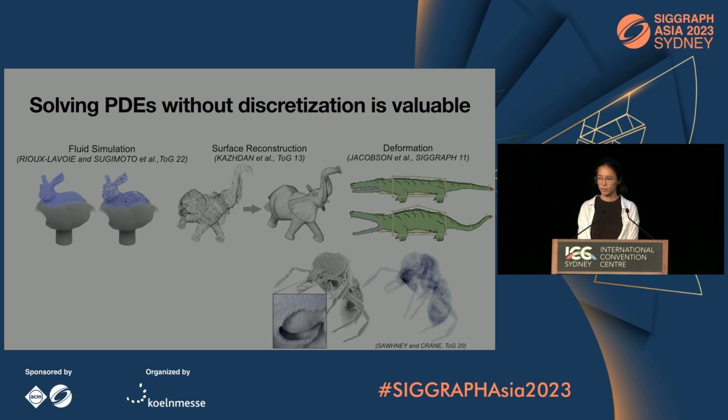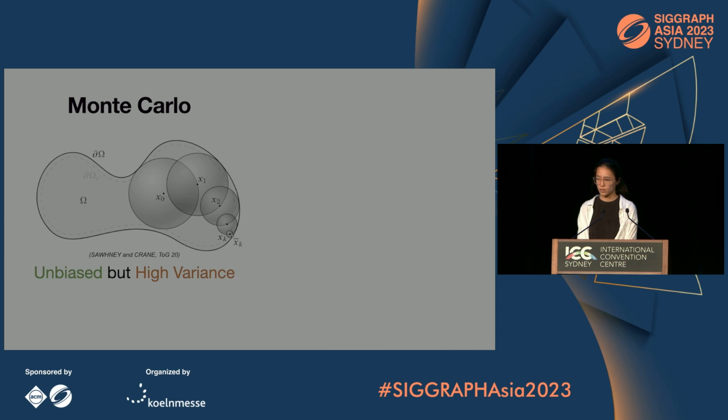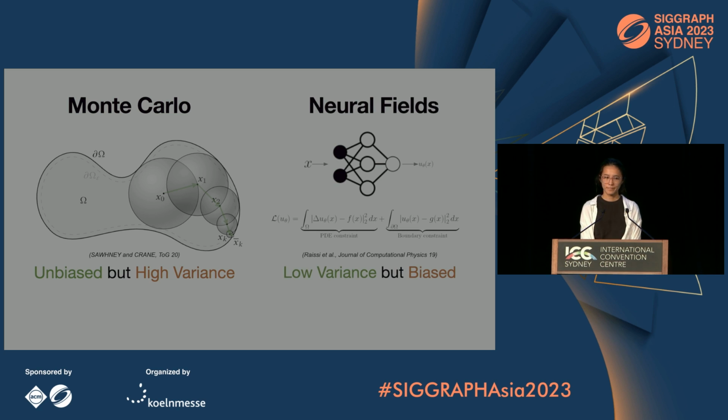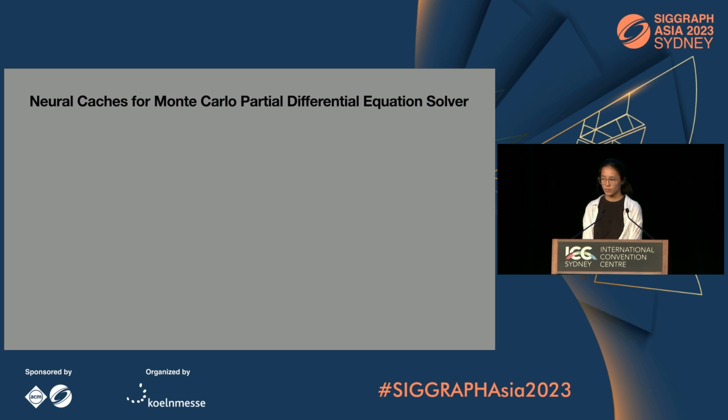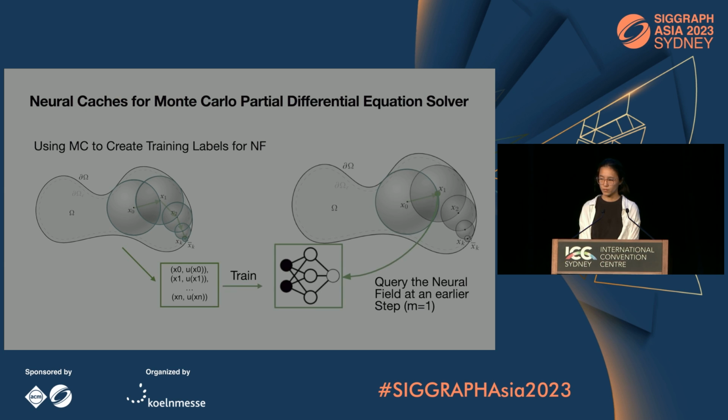Solving PDEs without discretization is valuable in many graphics applications. Monte Carlo PDE solvers are unbiased but suffer from high variance. In contrast, neural fields-based solvers offer faster inference but often yield biased outcomes. We propose to use neural field caches to reduce the variance in Monte Carlo PDE solvers.